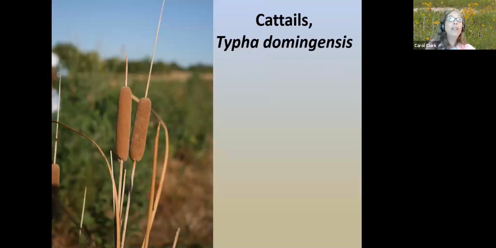Cattails. If you happen to find yourself in a low swale on the prairie, you're likely to see some cattails, but they need wet feet to grow. They won't continue to grow in a dry area, and they won't grow in deep water. They need to have the water between a certain depth or just be right in that soggy soil at the edge of a wet area.